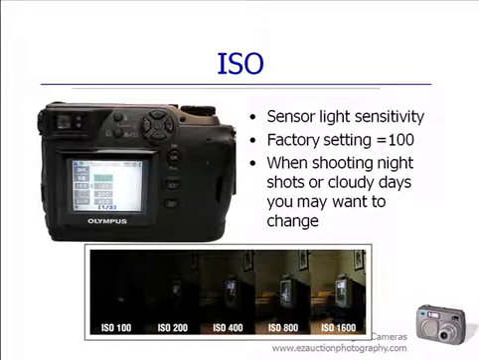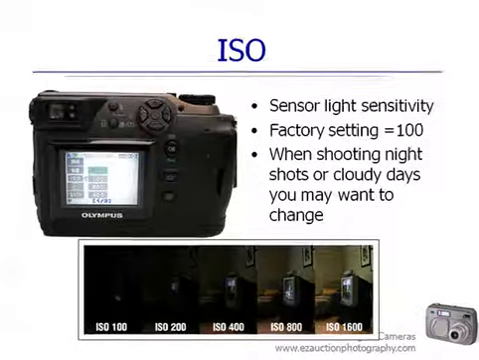But let's say you're taking a trip to the Carlsbad Caverns and you're allowed to take pictures down there in the caverns, but you are under no circumstances allowed to take a flash picture. So this is when you want to start changing your ISO and make it more sensitive to light. So the higher the number, the more sensitive to light your camera is going to be.